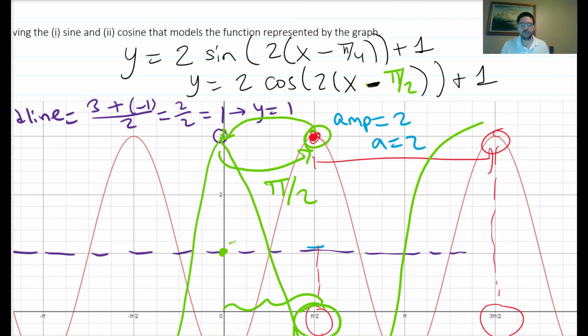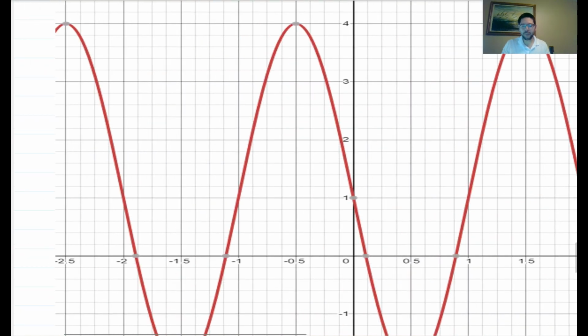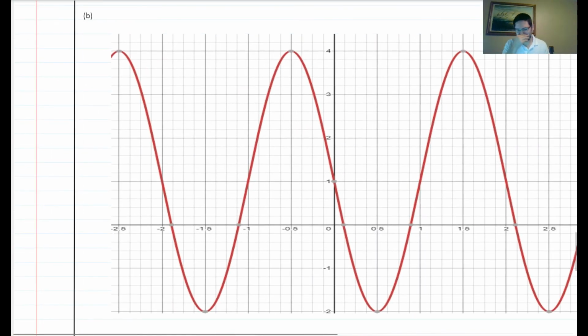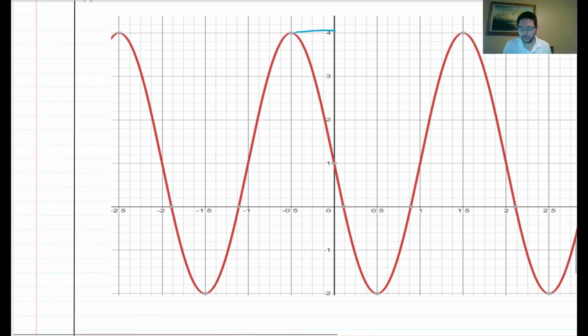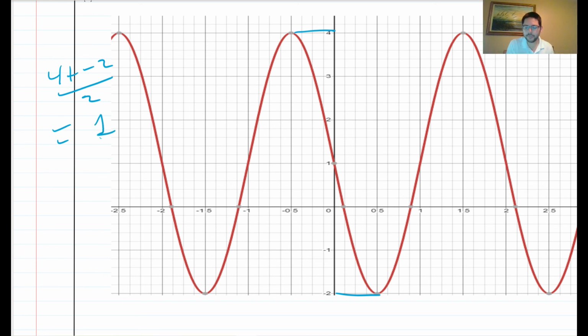That's my equation. So we're going to do one more of this to give you an idea. Again, the midline here is halfway between the 4 and a negative 2. So we're going to do it over here. 4 plus negative 2 divided by 2. 2 divided by 2 is 1. So my midline is 1, which is my D.